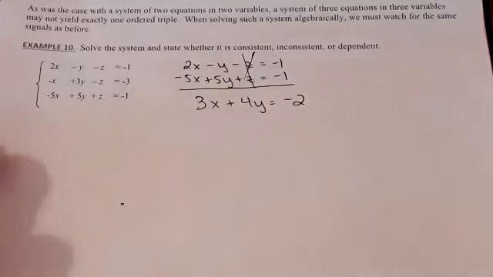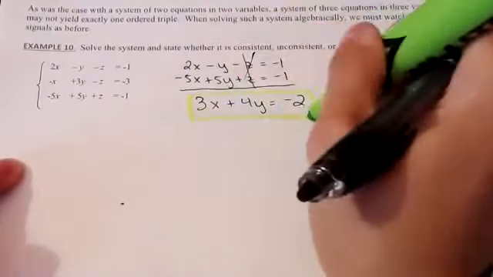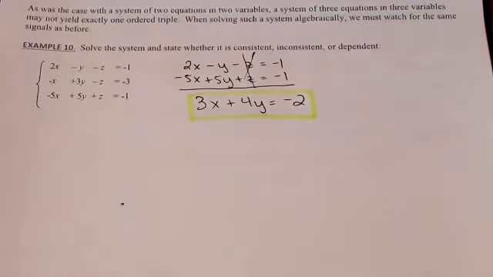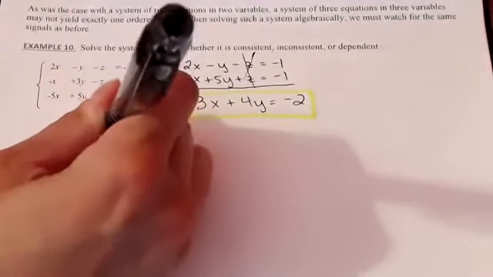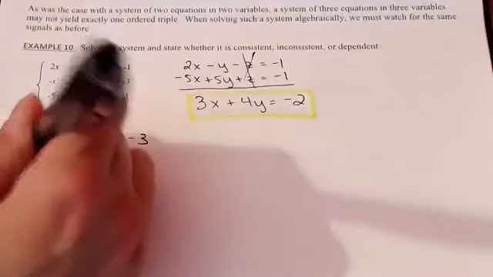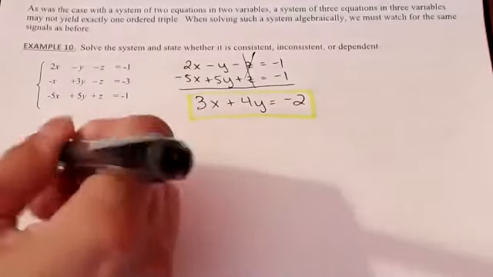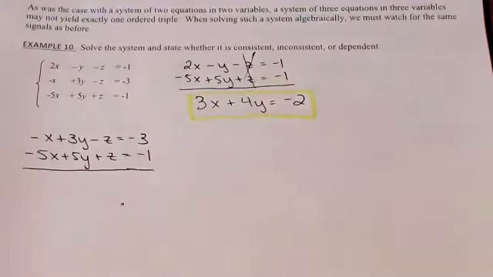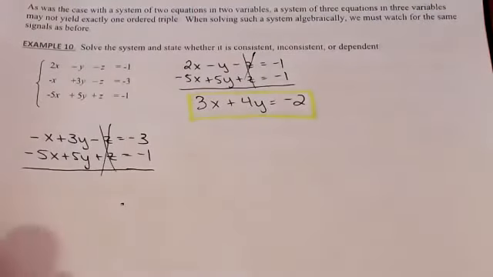Let me show you. So I combined the first and the third equations, and I got 3x plus 4y equals -2. But we have to go back to the drawing board and pick another two. I'm going to take the second and the third equation this time. So -x plus 3y minus z is equal to -3. -5x plus 5y plus z is equal to -1. We always have to take two and then another two. Notice my z's naturally cancel out, which is really, really great.